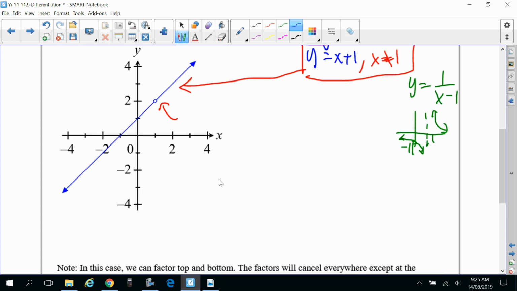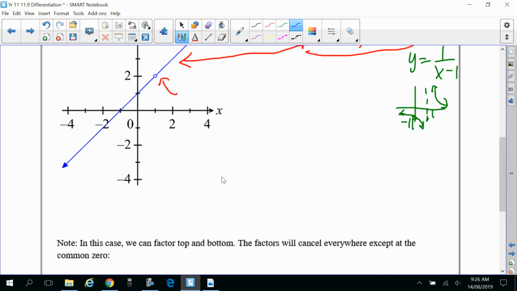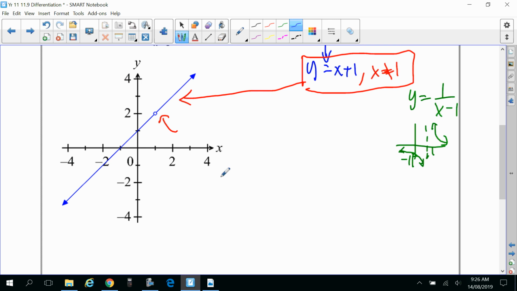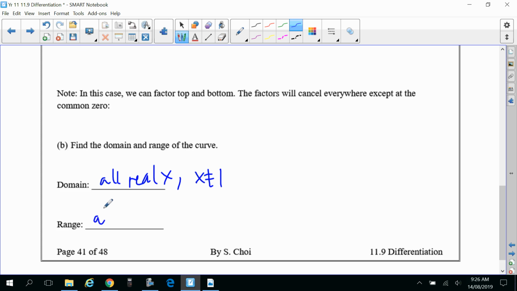What's the range? Matilda, one more try. Range. Seriously. No. That's y now, so don't talk about x. Except what? Look. No, not y equals 1. Look, 2. Excellent. Thank you. All real y, y not equal to 2.